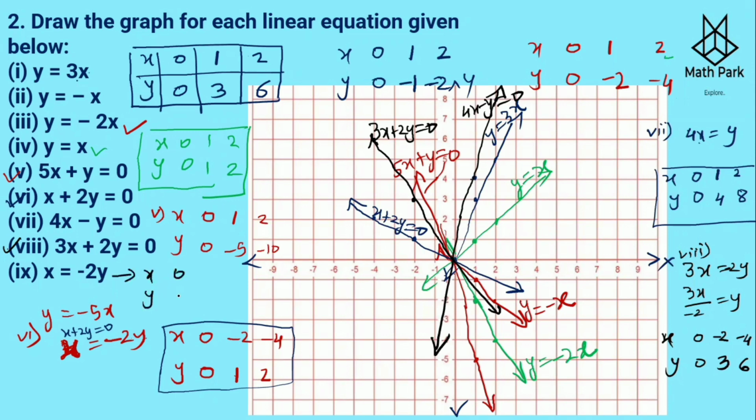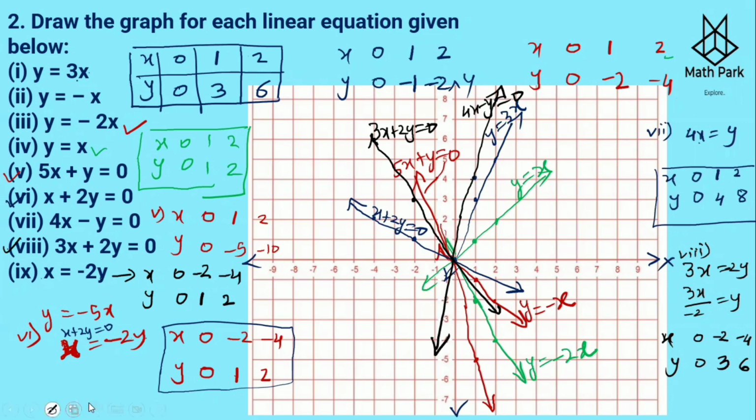If you put x is equal to 0, y is equal to 0. If I'll put y value, because x is the subject here, if I put y is equal to 1, I'm getting x is equal to minus 2. If I put y is equal to 2, I'm getting x is equal to 2 twos are minus 4. So we got this point.